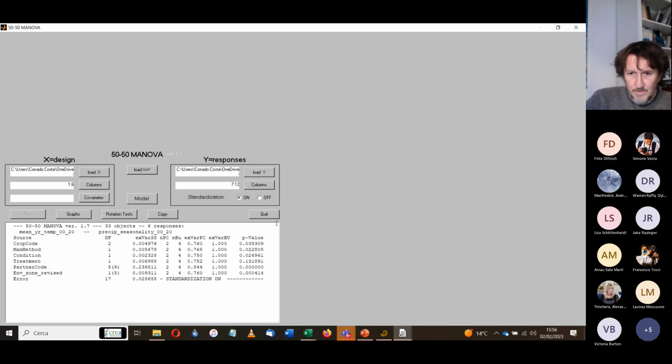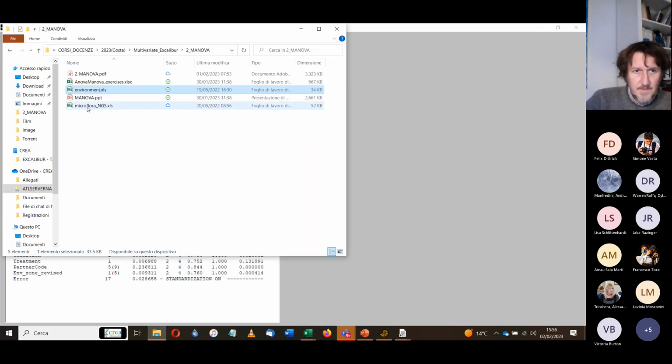So try with another data set, microflora NGS here. This is, of course, an XLS file.